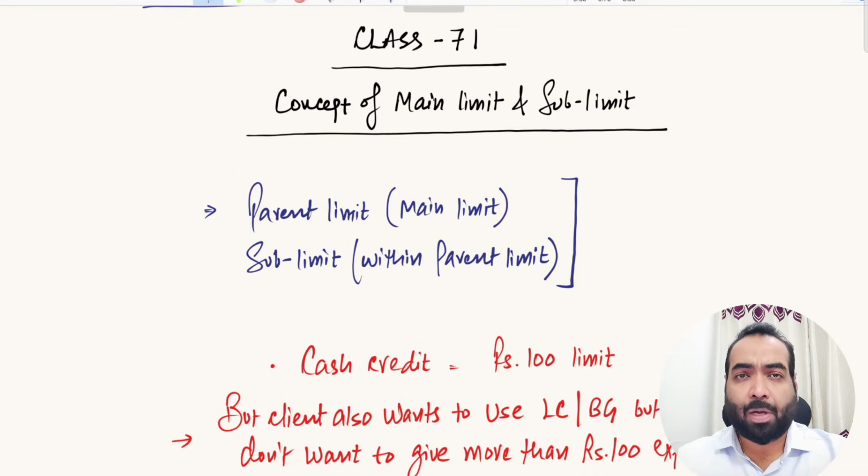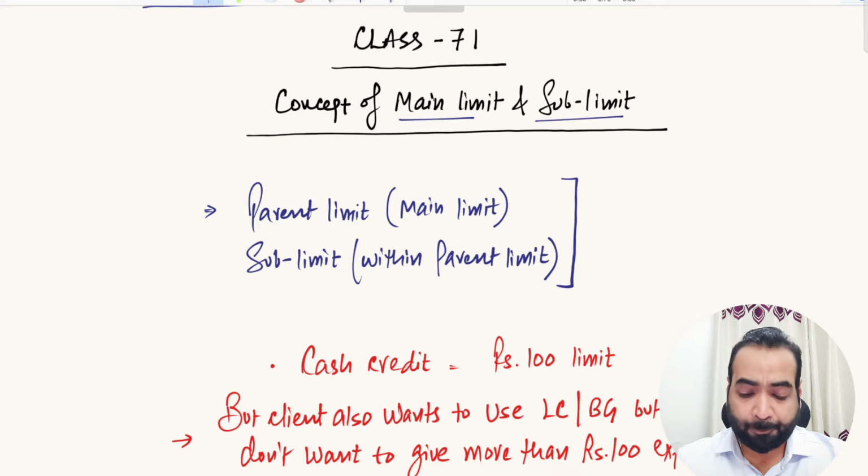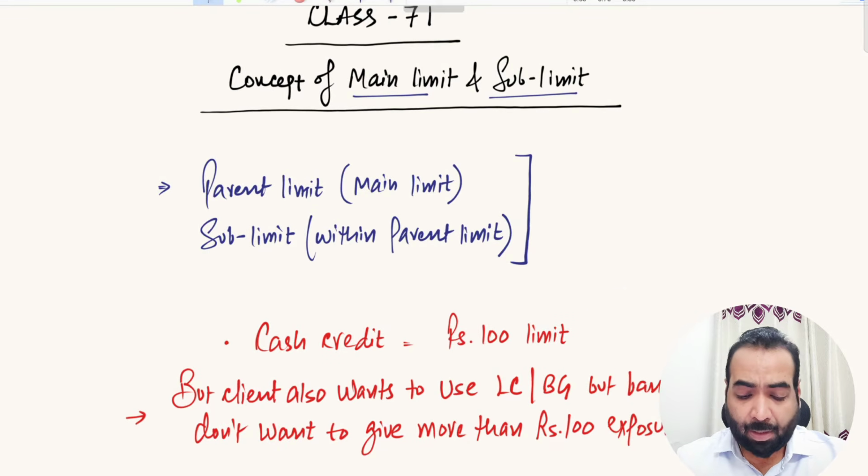In the previous video, I explained the different features like fund-based facility, non-fund-based, revolving, non-revolving, working capital purpose, non-working capital purpose, long-term, short-term. I have tried to assign these features to different working capital facilities, right? So keeping that in mind, now I am going to explain another concept, that of main limit and sublimits.